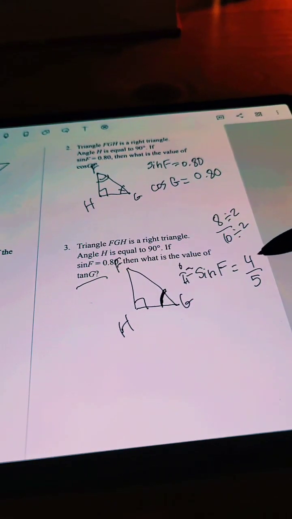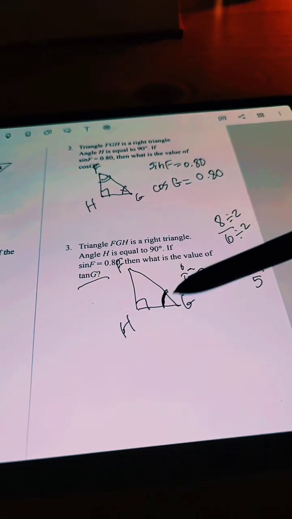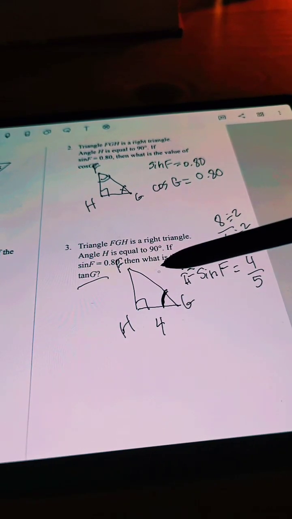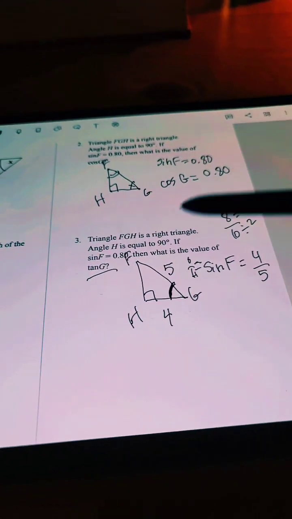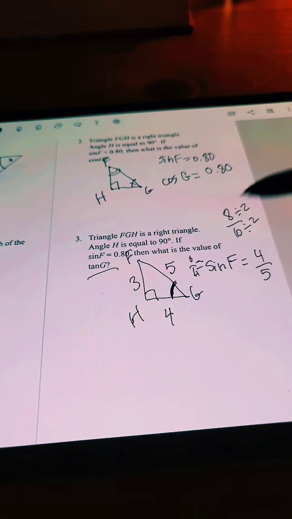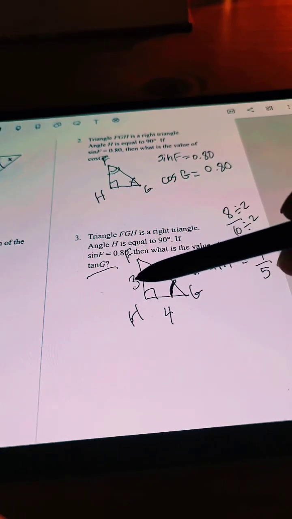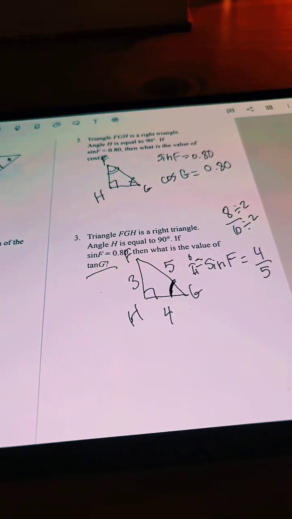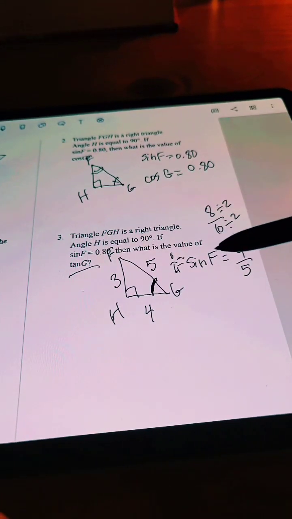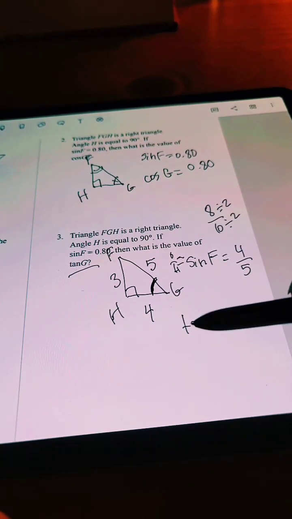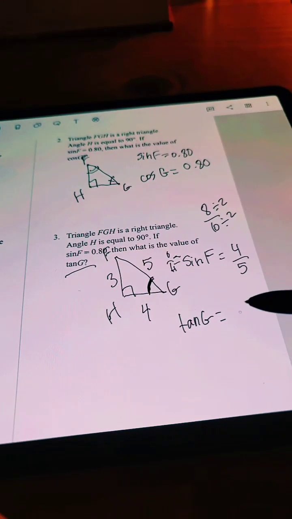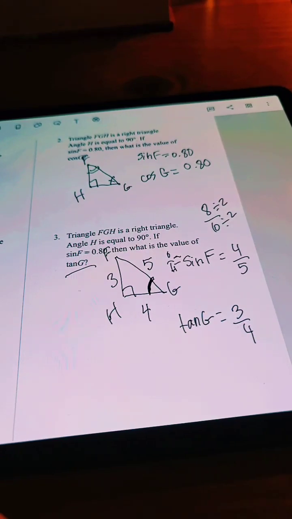So that means that 4 I could think of as the opposite side for angle F, which would be right here. And then I could think of 5 as the hypotenuse. Then that just means if you've memorized your Pythagorean triples that you have a 3, 4, 5 right triangle. You could also use the Pythagorean theorem to figure out that that's 3, but obviously memorizing the triples and knowing that is faster. So if I wanted to find out what is the tangent of G, I would want the opposite over the adjacent, or 3/4.